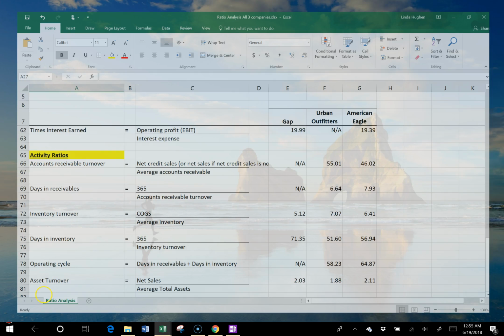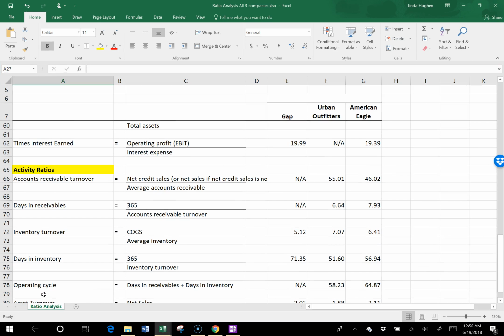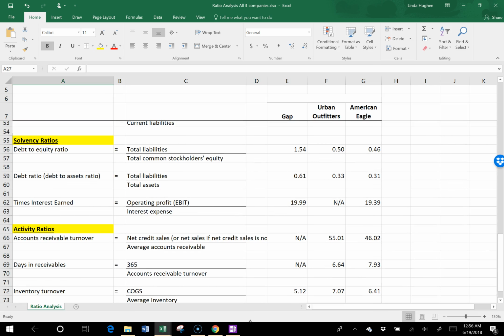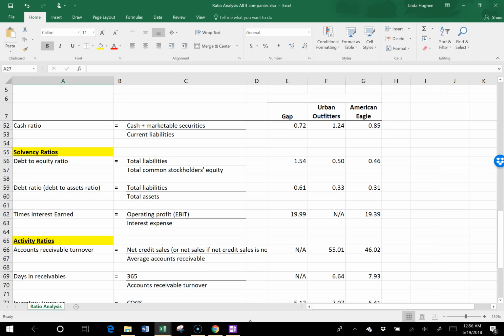I've uploaded this information into this ratio analysis for all three companies. And what we're interested in is the accounts receivable turnover and days in receivables. And obviously here we can't look at anything related to Gap, but we see that Urban Outfitters is turning over its receivables or collecting its receivables faster and takes fewer days to collect the accounts receivable. So we would say that Urban Outfitters is more efficient in its receivables collection.